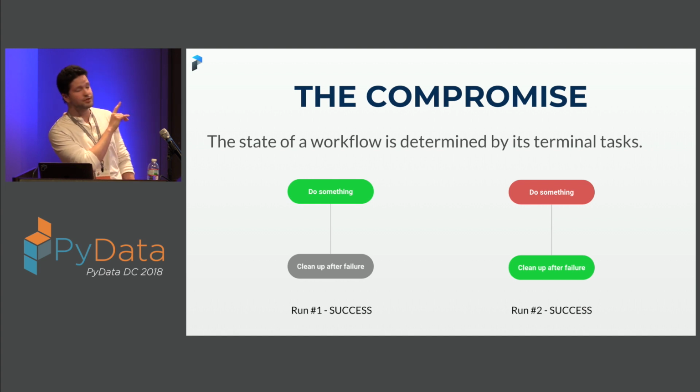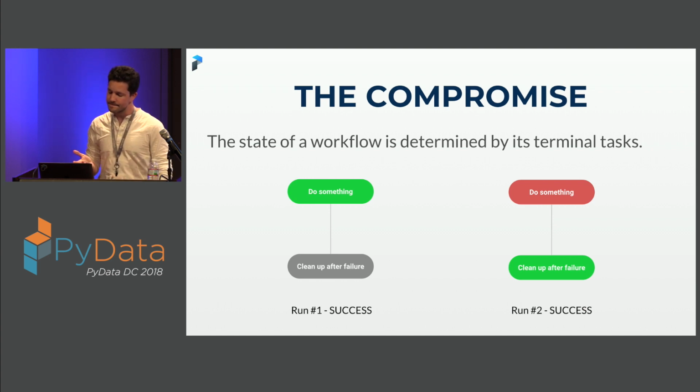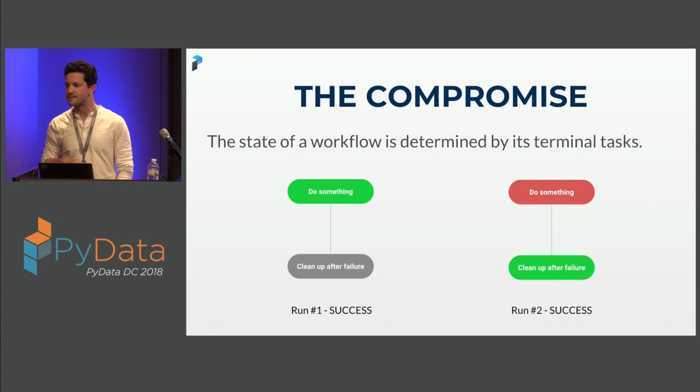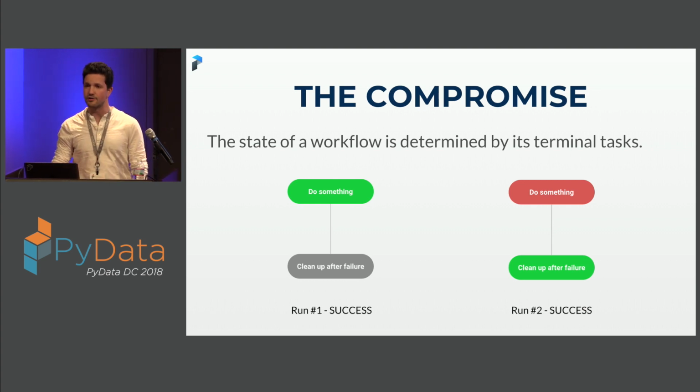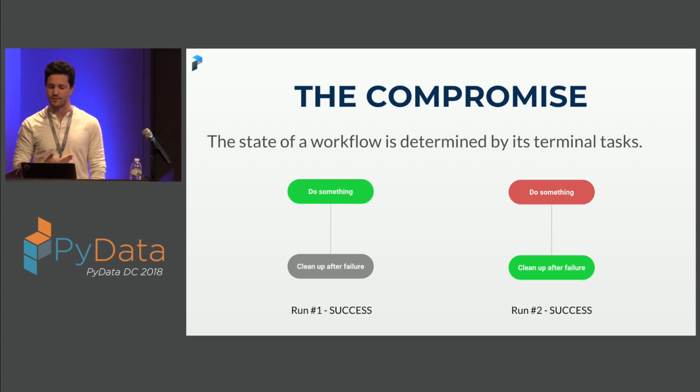So this is an interesting situation. This is a workflow that has two tasks. One of them is very important. It does something that you care about. And the other one just cleans up if the first one has a problem. So on the left, this is a situation where the important task was successful, and we didn't even bother running the cleanup. And I think we all agree with Airflow that that is a successful run of this workflow.